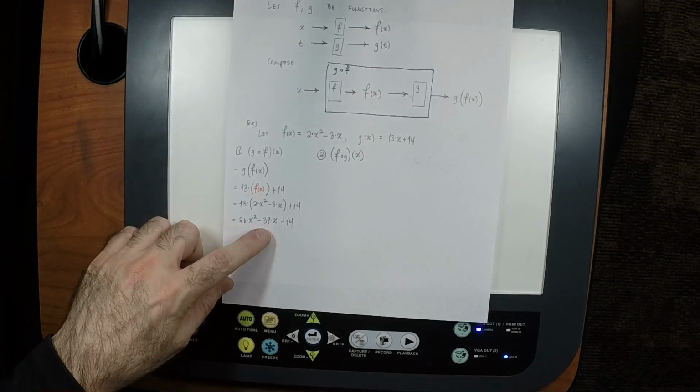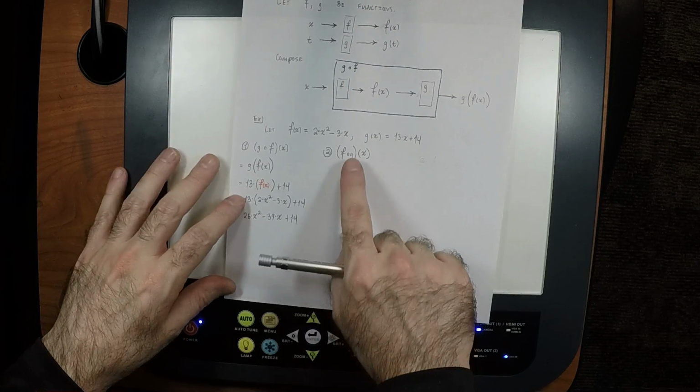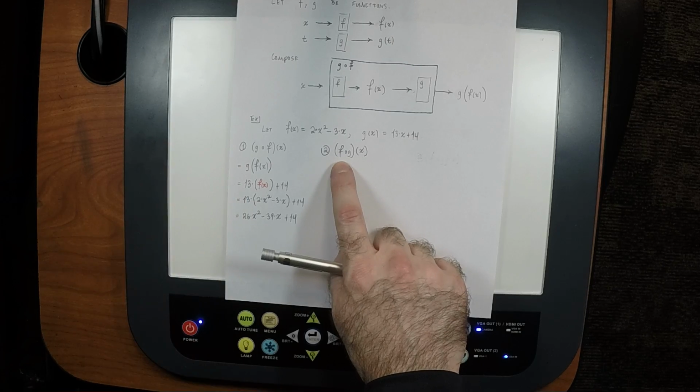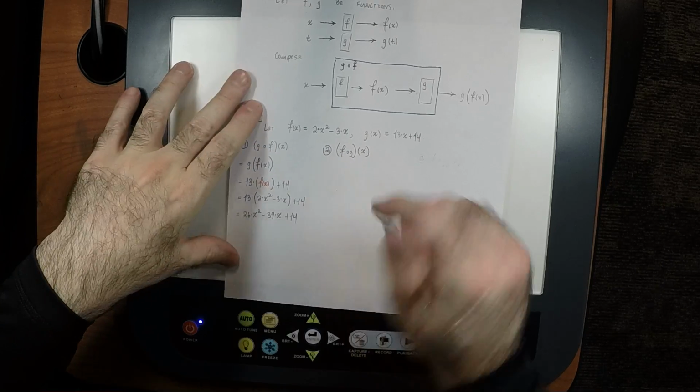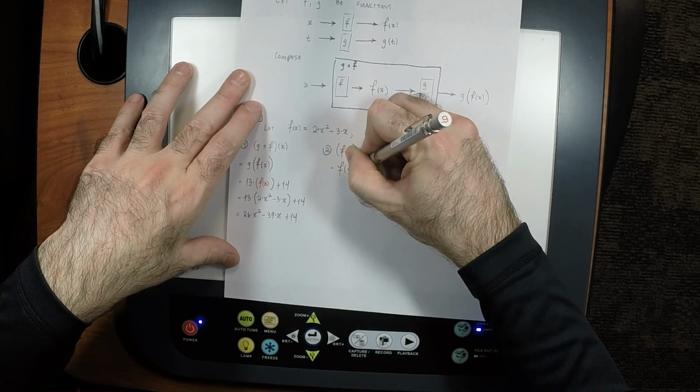Okay, so any questions about that one? All right. So how do we write this one without the composition operator? Let's put g of x. So this would be f of g of x, like so.